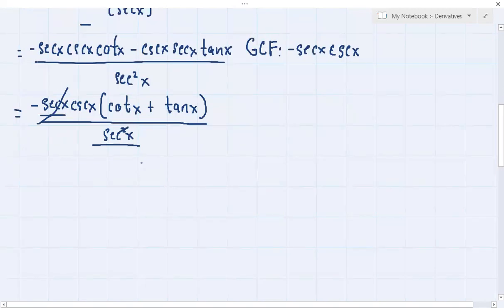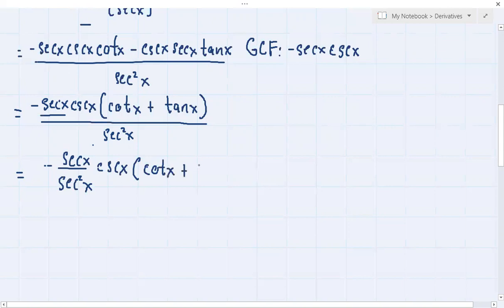Una, try natin ipagdikit si secant x, yung sa taas at saka sa baba. Ipagdikit natin sila. So, magiging negative secant x all over the square of secant x. Okay? So, isulat natin yung mga ibang term, times cosecant x times quantity cotangent x plus tangent x.